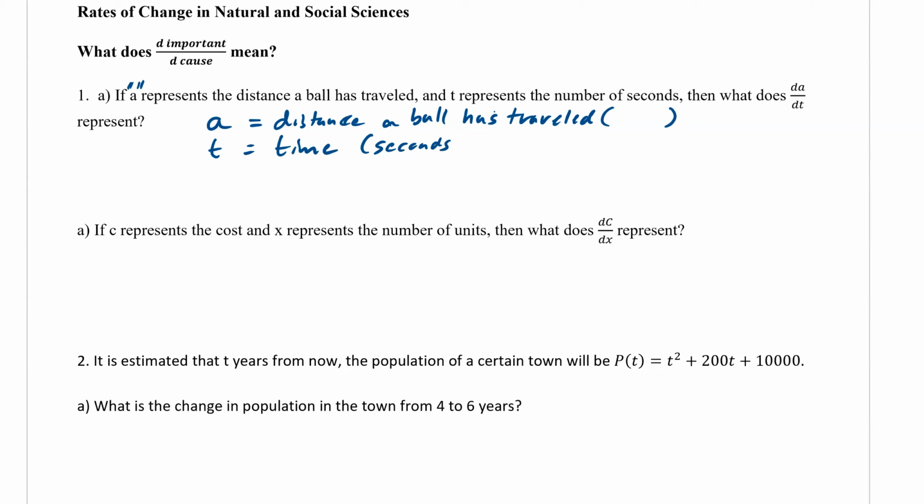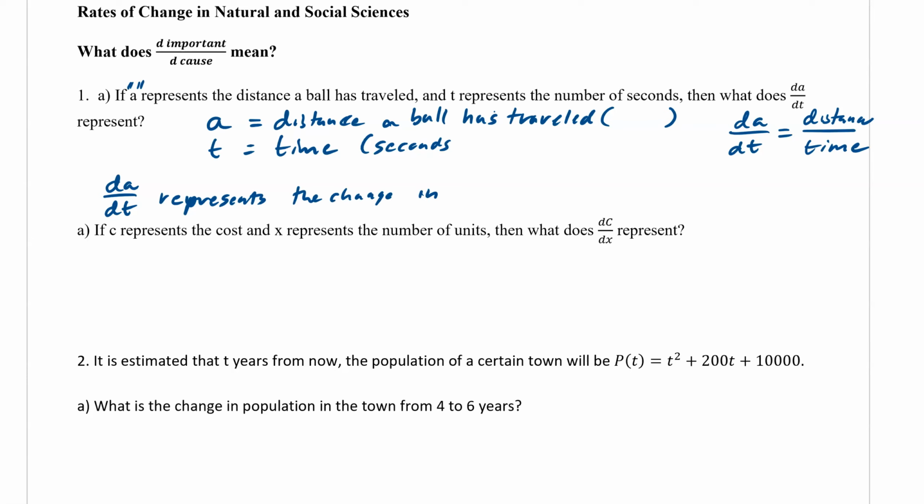Now we can use these to give units to our derivative of A with respect to T. So dA is the distance, actually the change in distance, and dt is the time. So now we can say that dA/dt represents the change in distance per unit of time, per second. We actually do have units, so instead of time, we should write seconds.